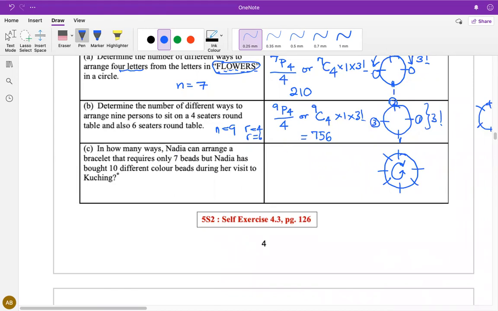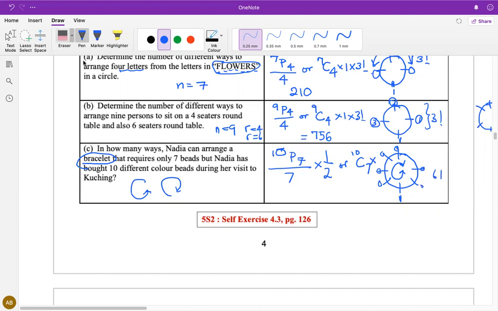C, Nadia can arrange the bracelet. This one, bracelet, means anti-clockwise and clockwise are the same. So we use this formula. There are 10 beads, we only use 7. So divide by 7 and then multiply 1 over 2. If you use the other method, we choose 7 from 10, with 1 fixed, then 6 factorial.